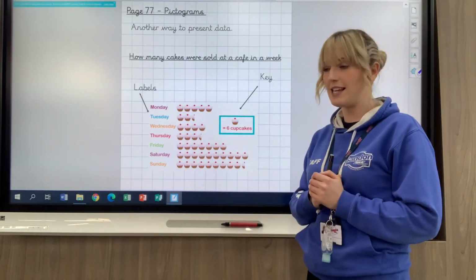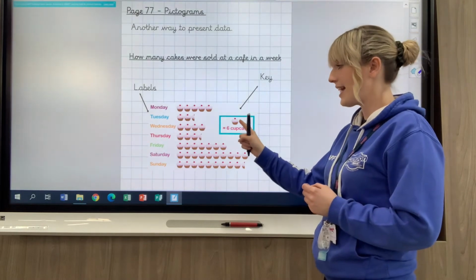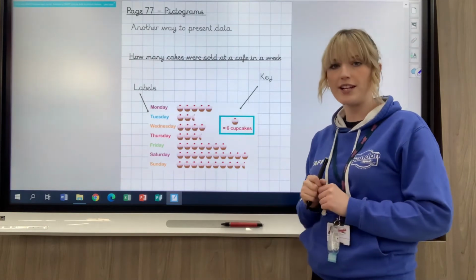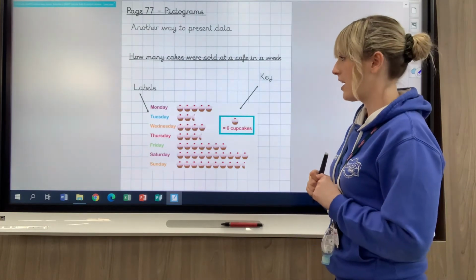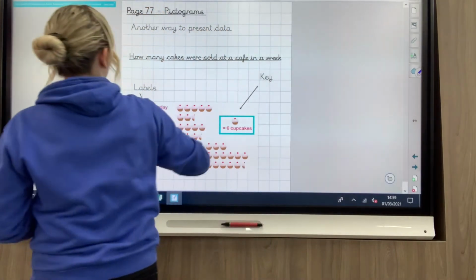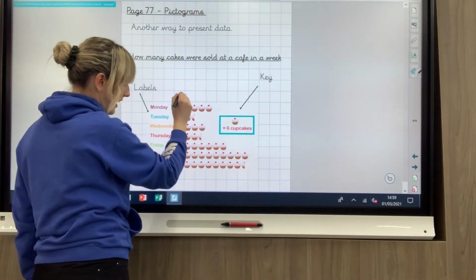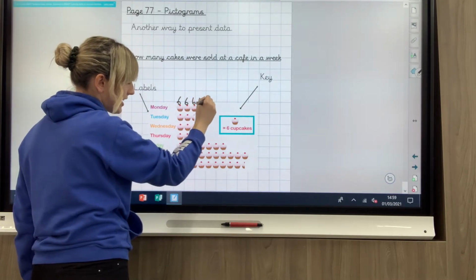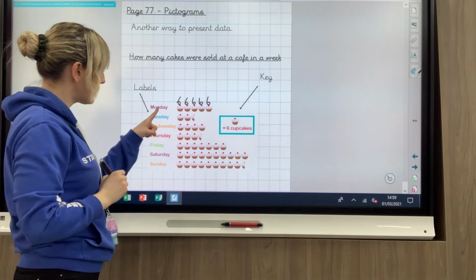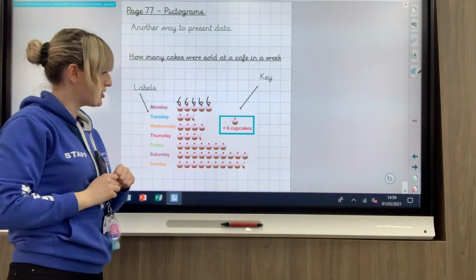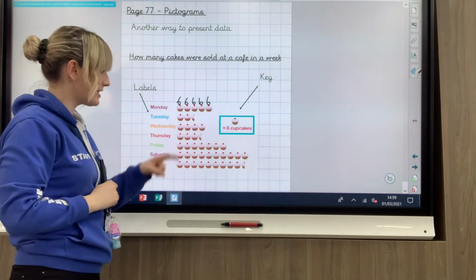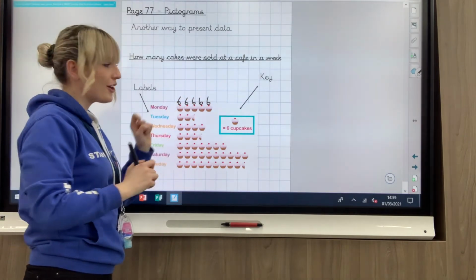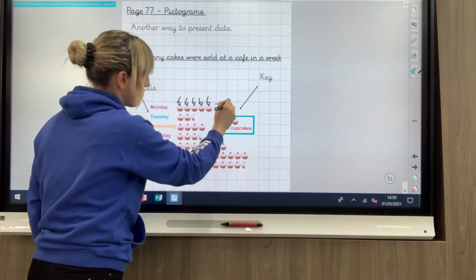And then we've got a key. So it's showing that each cupcake shown on the pictogram is worth 6 cupcakes. Okay, so for each one, it's worth 6. So that one's 6, another 6, another 6, another 6, another 6. So if I was working out how many cakes were sold on Monday, I'd have to count in my 6s. 6, 12, 18, 24, 30. So it would be 30.